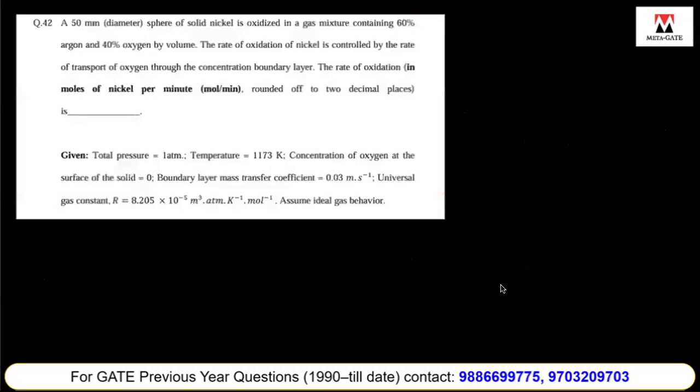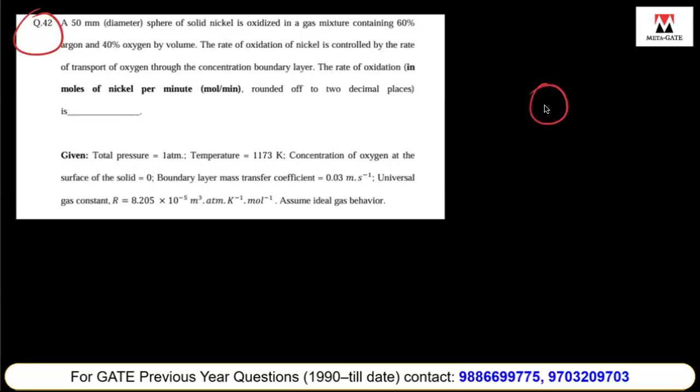Now, for the next question. A 50 diameter sphere of solid nickel is oxidized in a gas mixture containing 60% argon and 40% oxygen by volume. The rate of oxidation of nickel is controlled by the rate of transport of oxygen through the concentration boundary layer. The rate of oxidation, we need to write it in terms of moles per minute. So this is an important question. This hasn't been explained by any of the other coaching institutes. We'll be solving it.